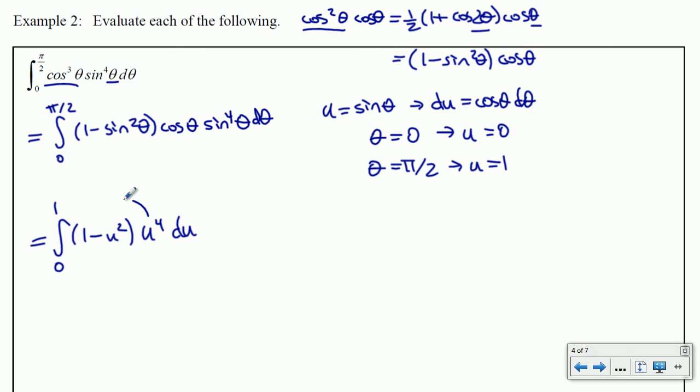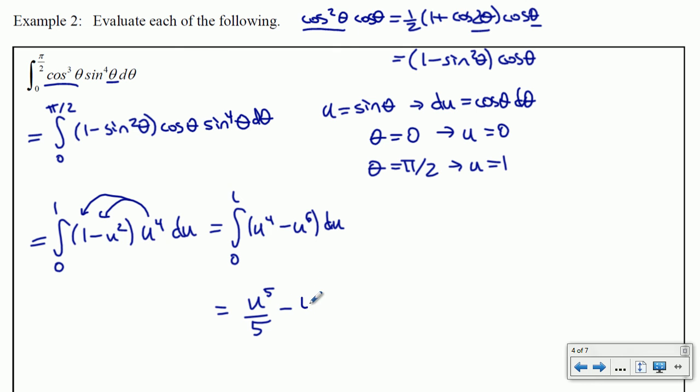So now we can distribute this u to the 4th into each of these terms, and that would give us, from 0 to 1, u to the 4th minus u to the 6th du. And u to the 4th would have come from u to the 5th divided by 5, and u to the 6th would have come from u to the 7th divided by 7, and we're doing that from 0 to 1.